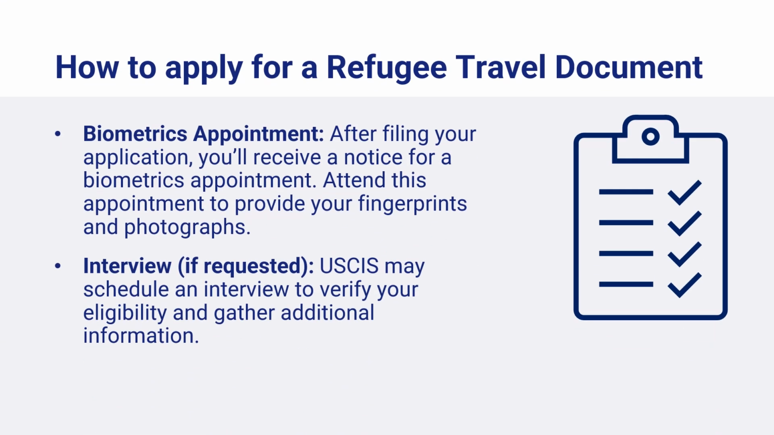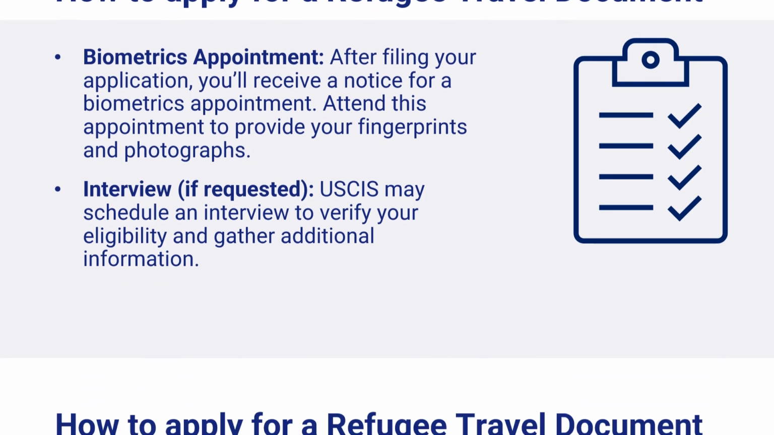After you submit your application, you will receive a notice from the United States Citizenship and Immigration Services with instructions for a biometrics appointment. You must attend this appointment to provide fingerprints and photographs. United States Citizenship and Immigration Services may schedule an interview to verify your eligibility and gather additional information.